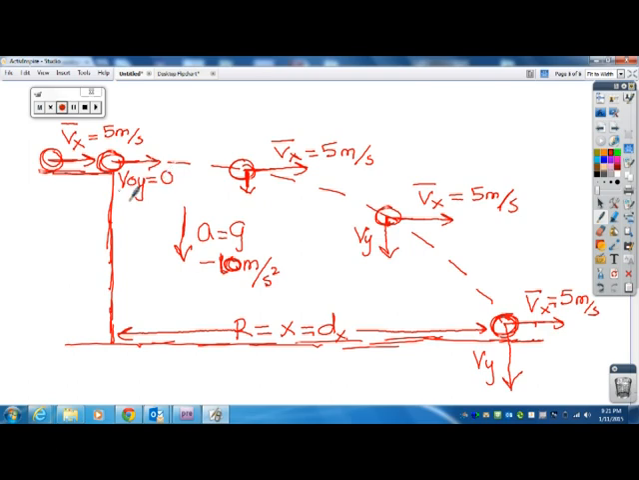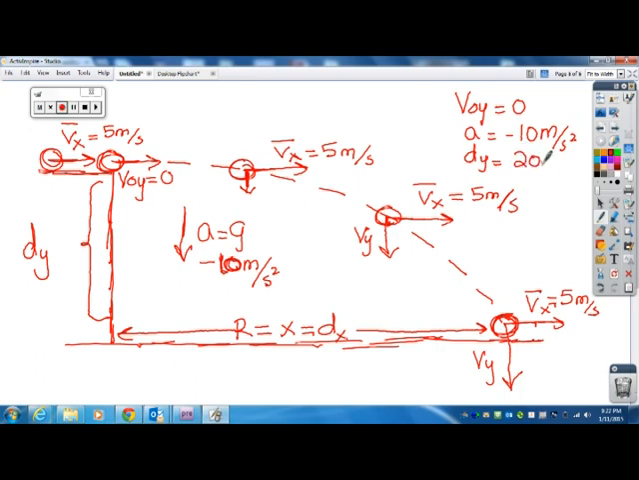You know that the ball's vertical motion started off with an initial vertical velocity of 0. You know that it's accelerating at negative 10 meters per second squared. And of course, you would have to know how high your cliff is. You'd have to know the displacement on the y-axis, your dy. So let's come up with a number and say the displacement on the y-axis is 20 meters.